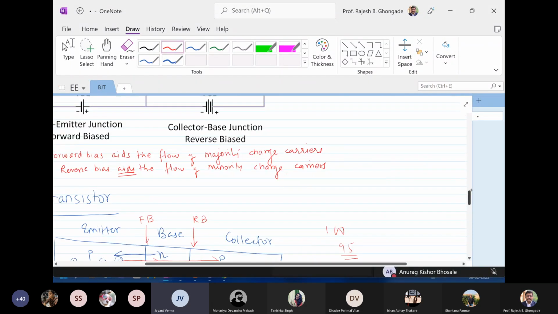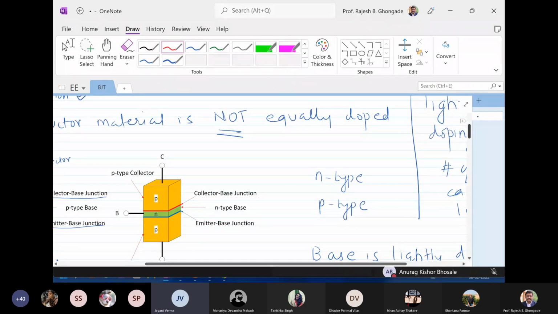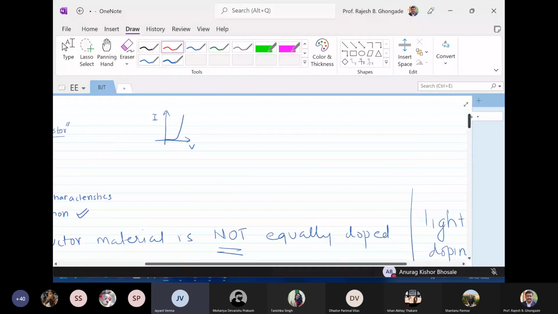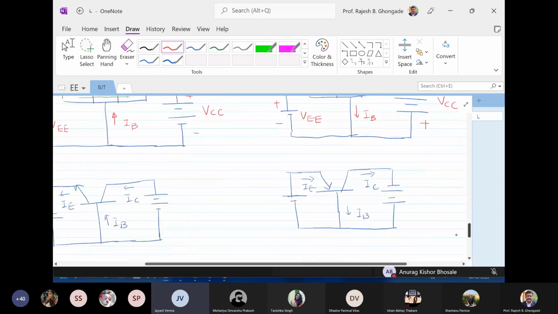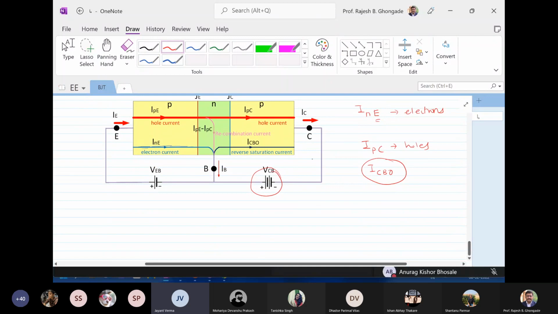Yes, sir. What was that called? Sir, reverse saturation current. If we draw it, this was voltage, this was current, and this was the reverse saturation current. Of course it was a very small value, isn't it? Yes, sir, picoamperes. You solved a problem based on this in your exam, right? Yes or no? Yes, sir. So the situation is very similar here. So this is the reverse saturation current.